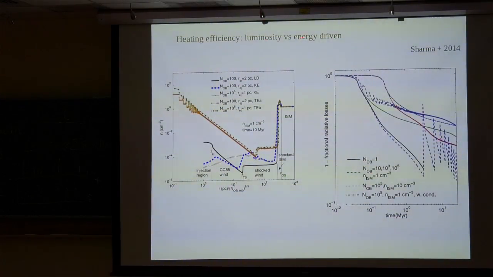Now, luminosity driven versus energy driven. Mostly when people model, this is two pictures from Pratik Sharma and his team, Pedro. This is the density profile in the growing bubble, for different supernova rates, represented here by the number of super OB stars in the OB association. There are some parameters of the OB association, parameters for the injection of energy into different regimes of injection: luminosity driven, kinetic energy driven, thermal energy, and so on.